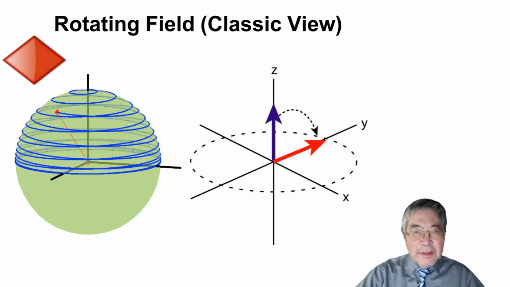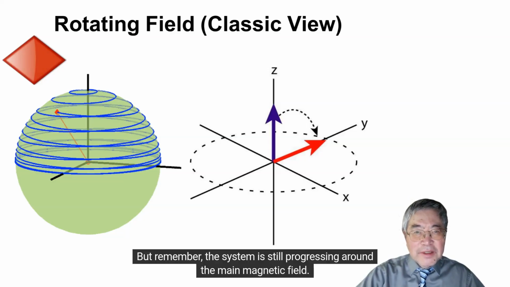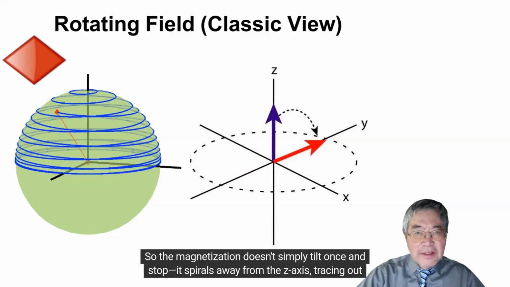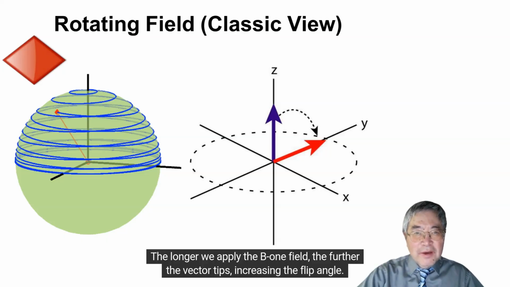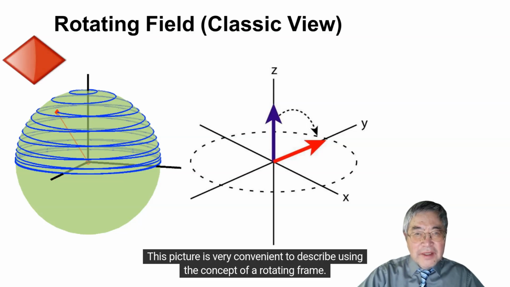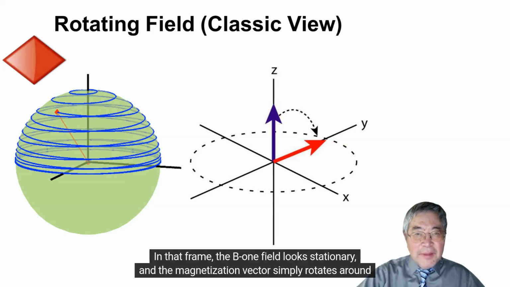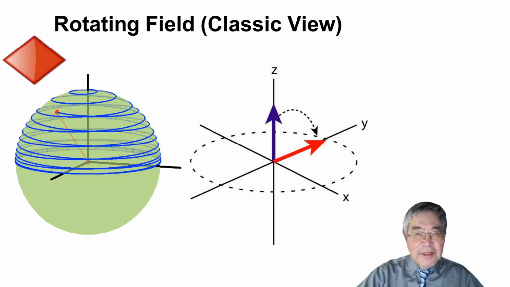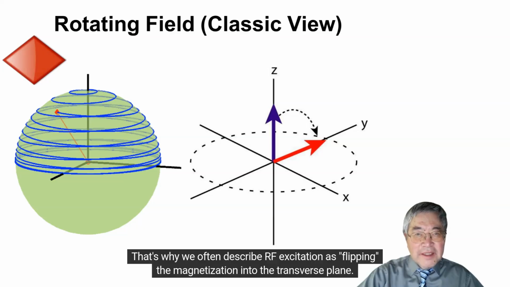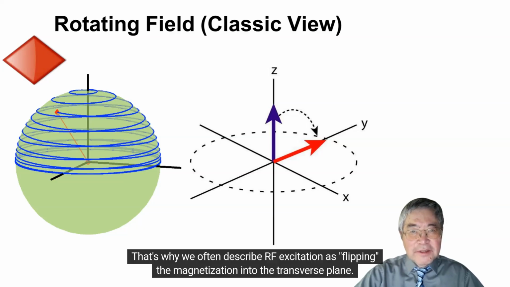But remember, the system is still precessing around the main magnetic field. So the magnetization doesn't simply tilt once and stop. It spirals away from the z-axis, tracing out a cone. The longer we apply the B1 field, the further the vector tips, increasing the flip angle. This picture is very convenient to describe using the concept of a rotating frame. In that frame, the B1 field looks stationary, and the magnetization vector simply rotates around it. That's why we often describe RF excitation as flipping the magnetization into the transverse plane.